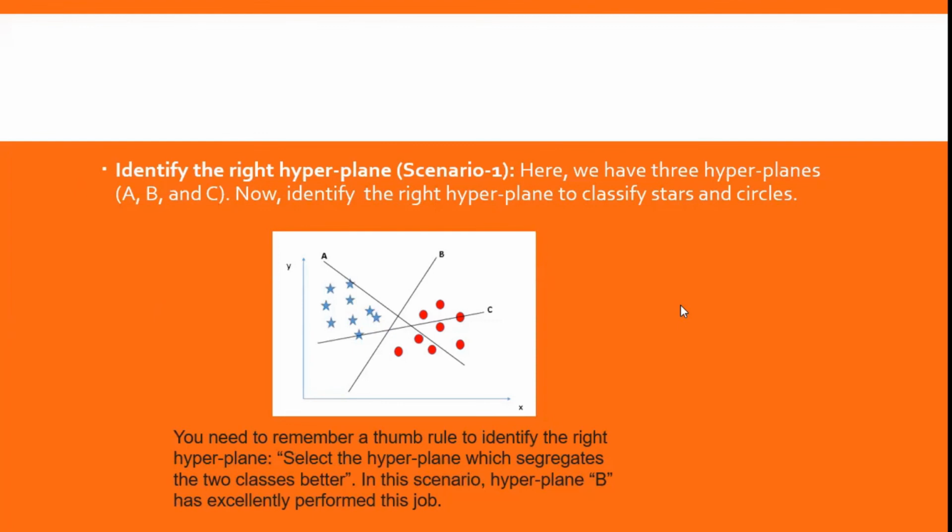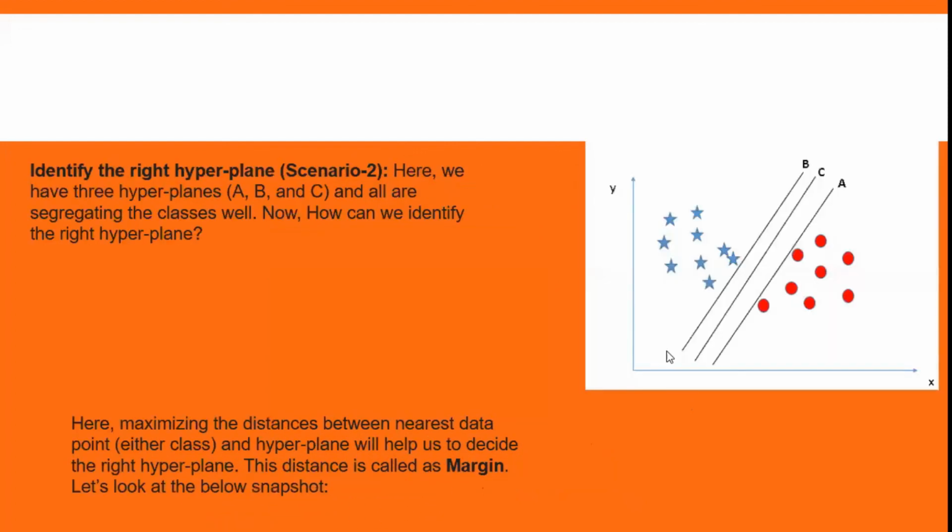So identify the right hyperplane, scenario 1. Here we have 3 hyperplanes, A, B, and C, and we identify the right hyperplane to classify the stars and circles. We need to remember the thumb rule to identify the right hyperplane: select the hyperplane which segregates the 2 classes better. In this scenario, hyperplane B excellently performed this job.